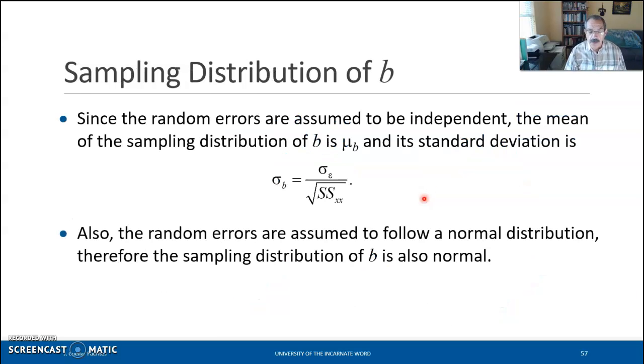All right, so how do we perform this hypothesis test? Well, we need to look at the sampling distribution of the least squares estimate of the slope, B.